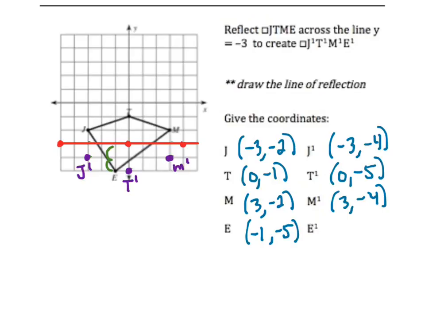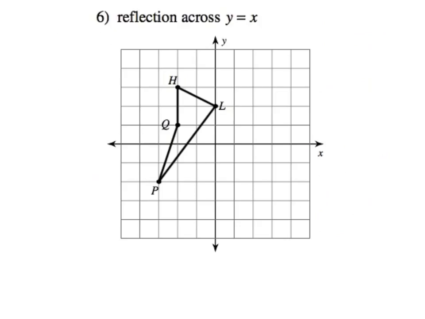Point E is at -1, -5. So I have to go up 2 to get to the line. Means I need to go 2 more to the other side. And there's E sub 1. And its coordinates are -1, -1. All right. There's my shape. There's my reflected shape, my image. Okay, so there's 2 of the most difficult problems that I picked from the homework to go together.